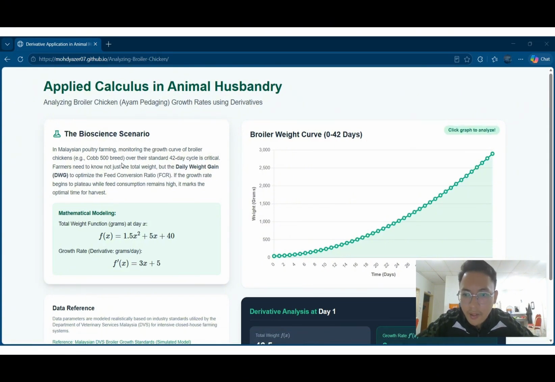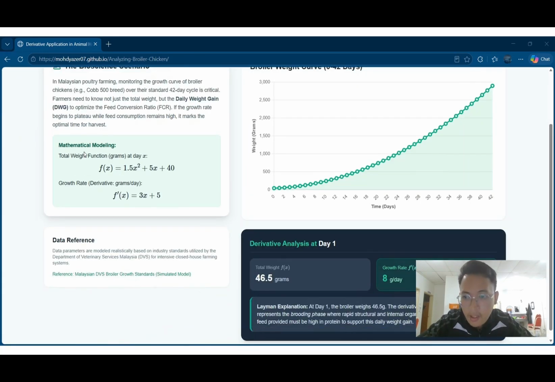For example, Cobb 500 grade, over a standard 42-day cycle, is critical. Farmers need to know not just the total weight, but the daily weight gain, DWG, to optimize the feed conversion ratio. If the growth rate begins to plateau while feed consumption remains high, it marks the optimal time for harvest.